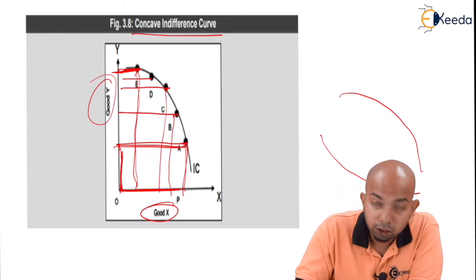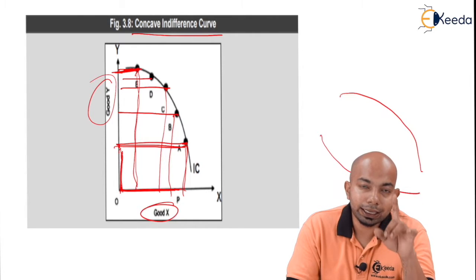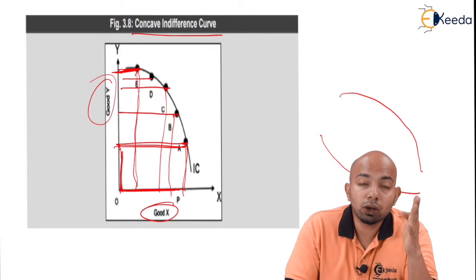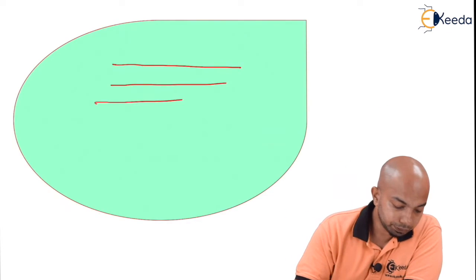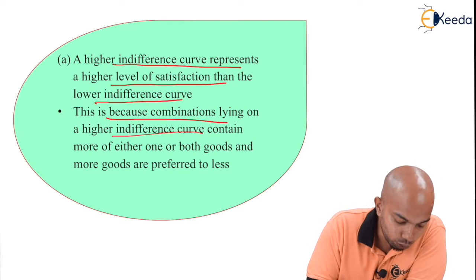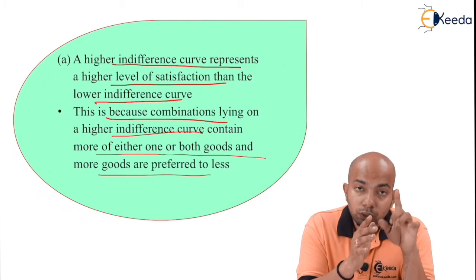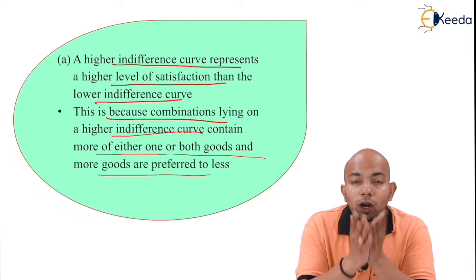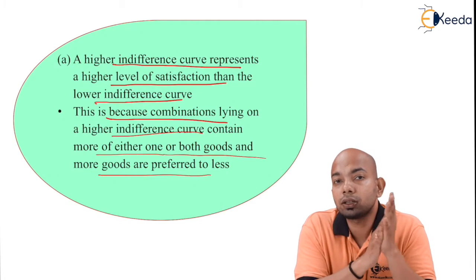Now here none of the goods, neither x nor y, is considered to be on the higher side. Hence, a higher level of indifference curve means that one of the products will be on the higher side, as the other product was replaced and the first product, which is on the higher side, was considered further. This is because the combination lying on the higher indifference curve contains more of either one of the products, and more goods are preferred to less, as we discussed right now. Whenever the indifference curve is on the higher side, one of the products will be on the higher side. That means that quantity will be higher as compared to the other quantity of goods that we have.